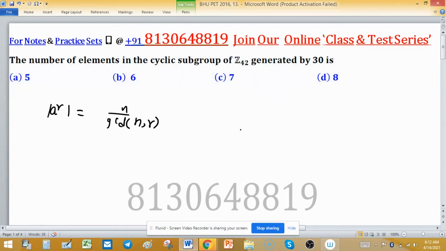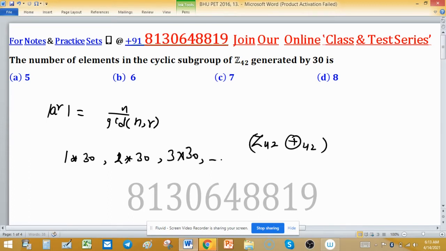So generated by 30 means 1 star 30, 2 star 30, where star is the operation on Z42. Normally the operation induced on this is addition modulo 42. So this star is normally addition modulo 42, then 3 into 30 and so on. So you can find the elements of the subgroup. So it may be 6, 12, 18, 24, 30 and so on.